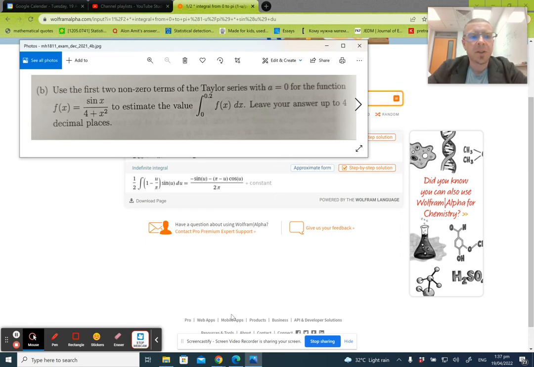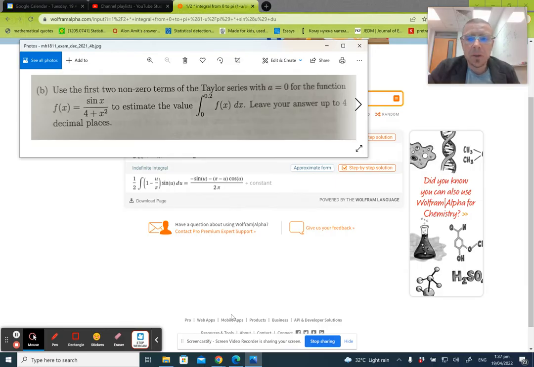All right, in the next question, we are supposed to use the first two non-zero terms of the Maclaurin series of this function, sine x divided by 4 plus x squared, to estimate its integral from 0 to 0.2. So how do we do that? To find the Maclaurin series of this function, basically there are two ways.